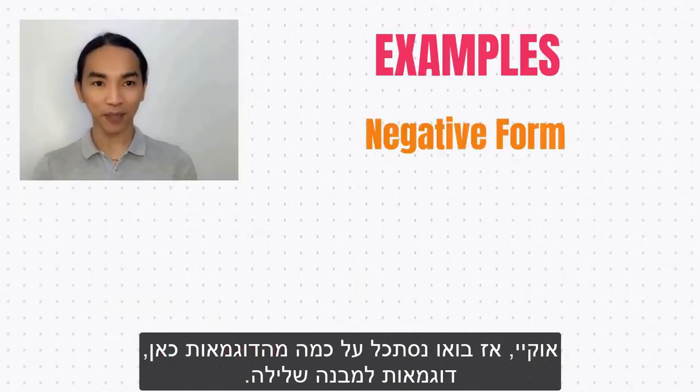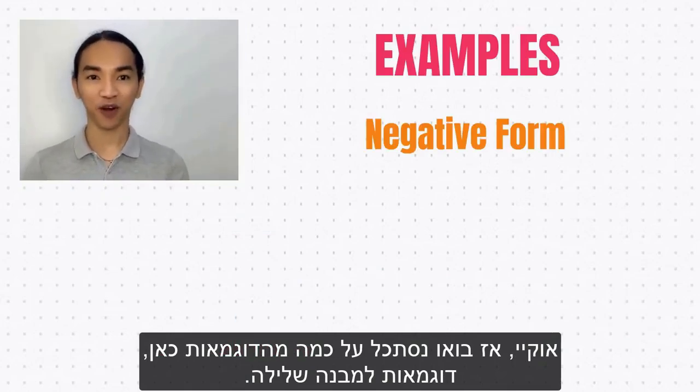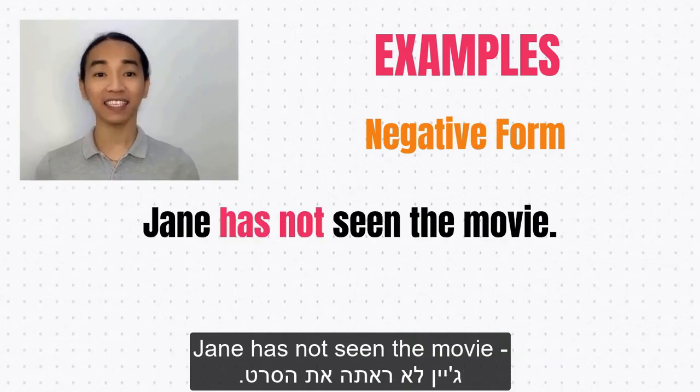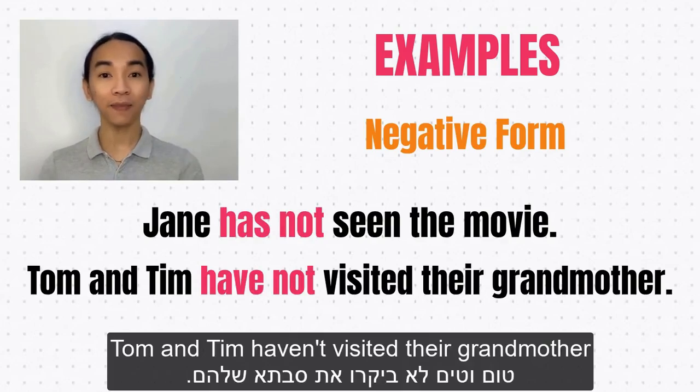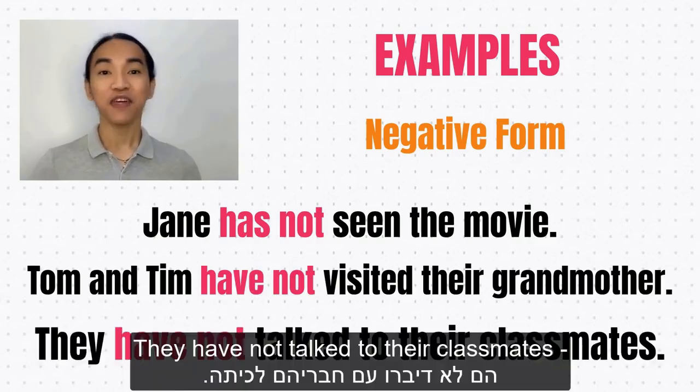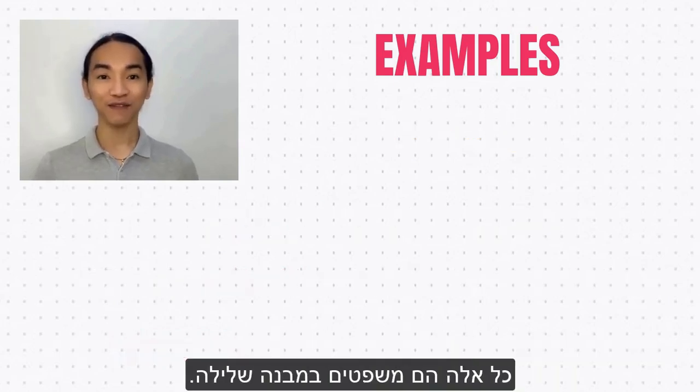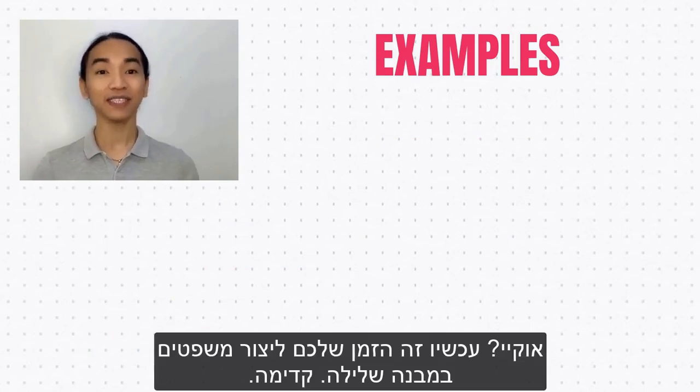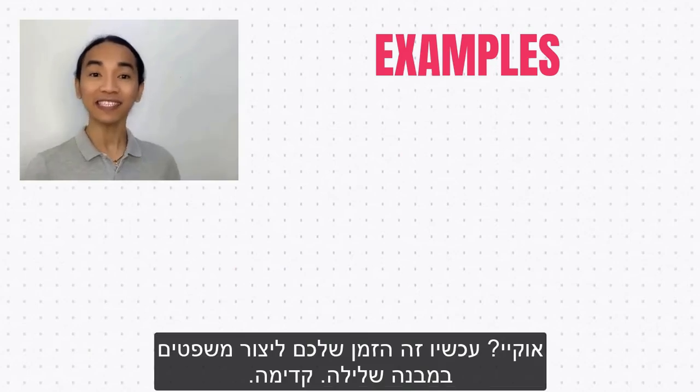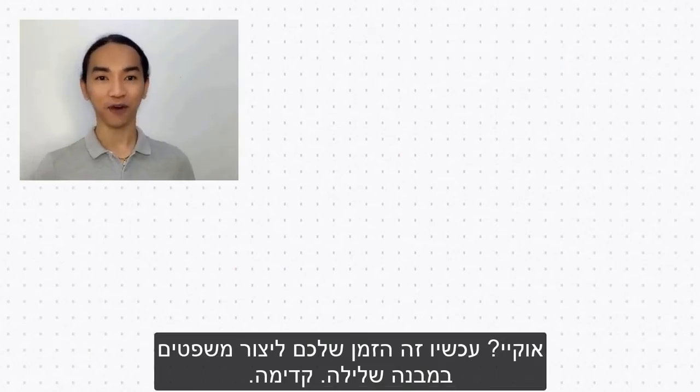Okay, so let's take a look at some examples. I have some examples for our negative form. Jane has not seen the movie. Tom and Tim have not visited their grandmother. They have not talked to their classmates. So all of these are in negative form. Okay? Now it's your time to create your sentences in negative form. Go ahead.